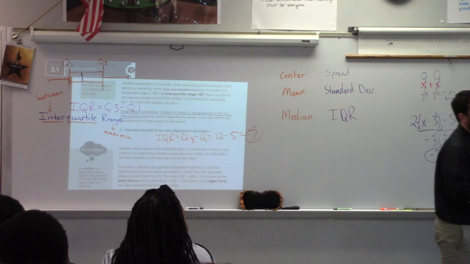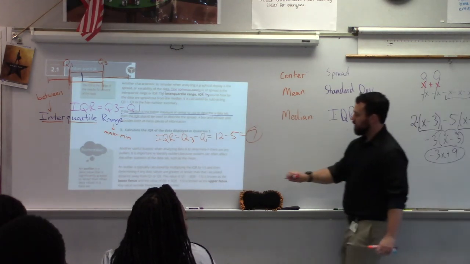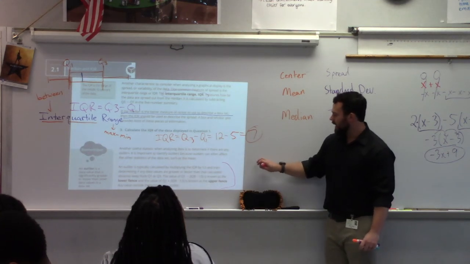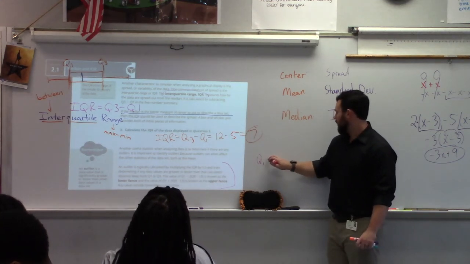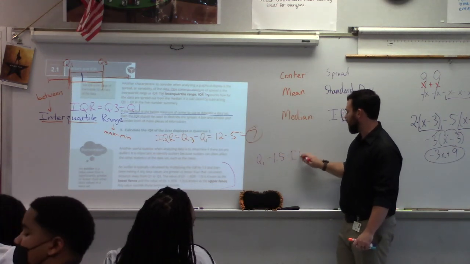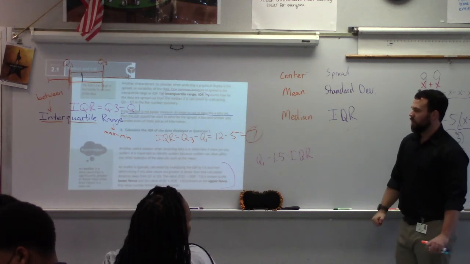I'm about to explain it. I said you need it to figure out if you have outliers, and here is how. They give you a procedure right here where they say that if you take Q1 and you take away 1.5 times the IQR, and a value is less than that, then it's an outlier.